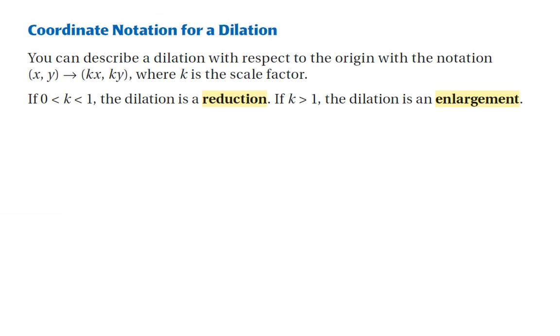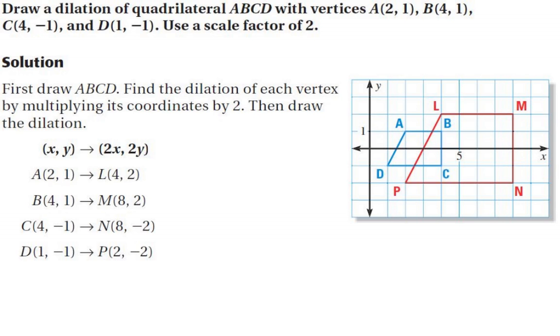For coordinate notation for a dilation, you can describe the dilation with respect to the origin, which is all we're going to be doing, with the notation where the pre-image coordinate (x, y) gets changed to (kx, ky), where k is the scale factor. If the scale factor is between 0 and 1, you're making it smaller. And if the scale factor k is larger than 1, then you'll be making an enlargement, or the image will be bigger than the pre-image.